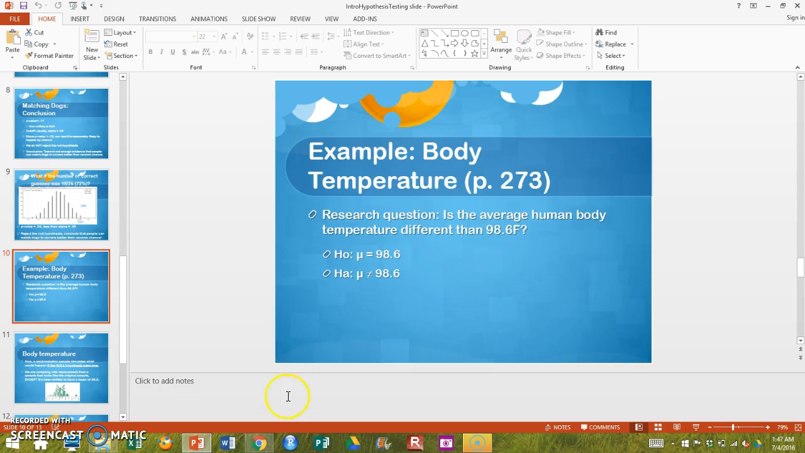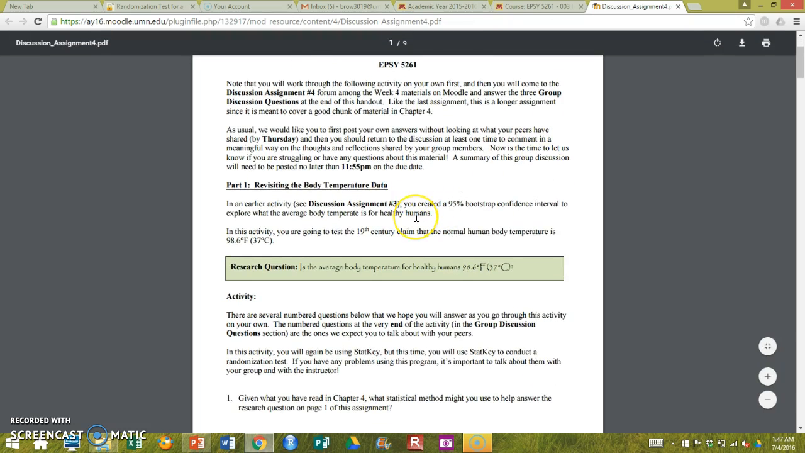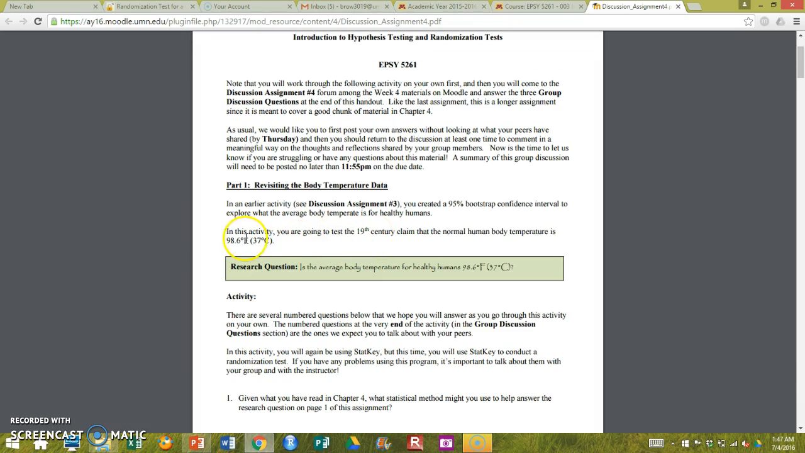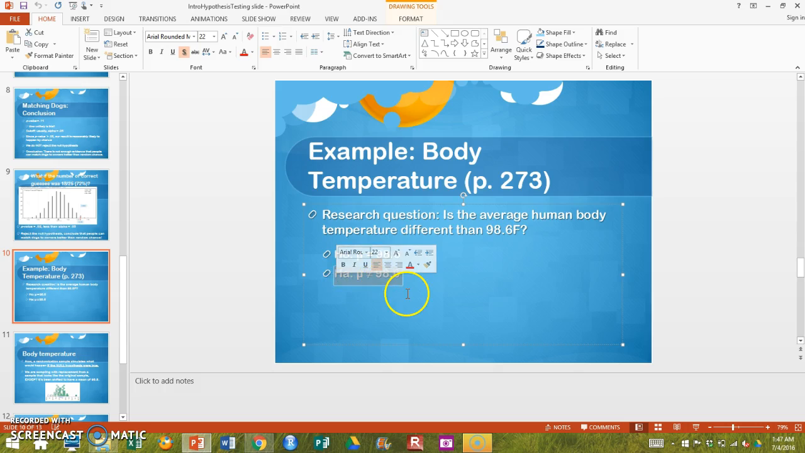Now in the discussion activity, we're going to go on this idea that's brought up in the book that there's a 19th century claim that the normal human body temperature is 98.6 degrees. Well, we suspect that maybe it's not 98.6 degrees. So our research question asks, is the average body temperature for healthy humans actually 98.6 degrees? Let's follow our convention of the hypotheses. If we suspect that it's not 98.6 degrees, then our alternative hypothesis is that the mean population body temperature is not 98.6 degrees.